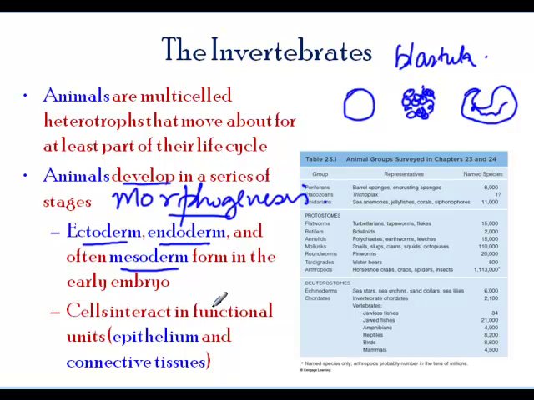But the cells interact, all of these cells that have different functions interact through epithelium and connective tissue. So when we talked about cells in the beginning, we talked about general cells. Cells that are alike, they have the same common function, are grouped together in what are called tissues. And then tissues will later form organs, and organs then later form organ systems.